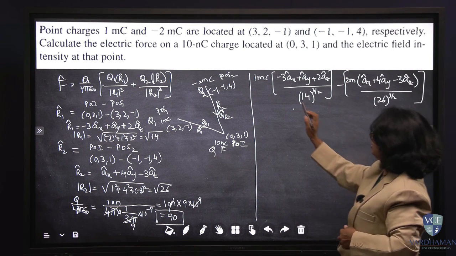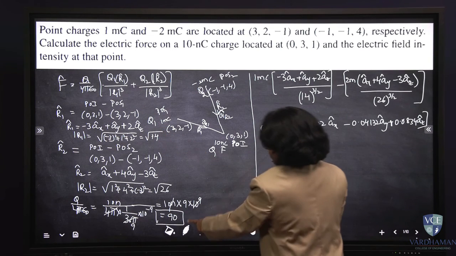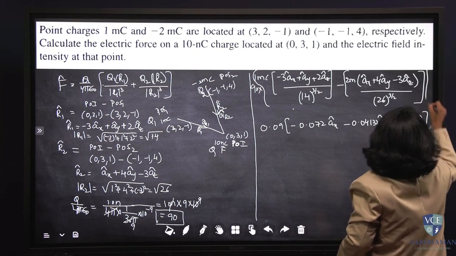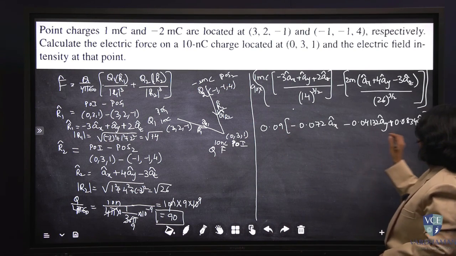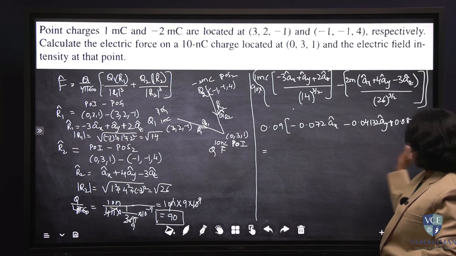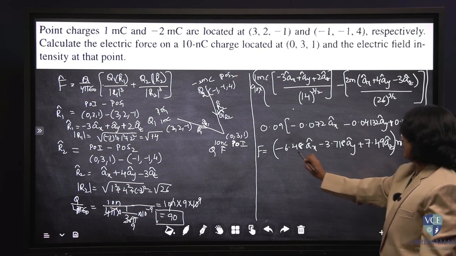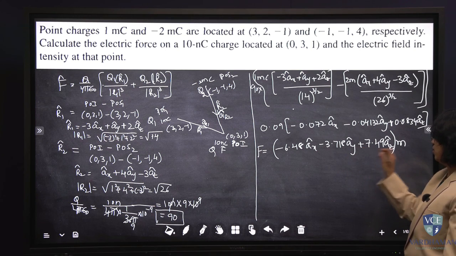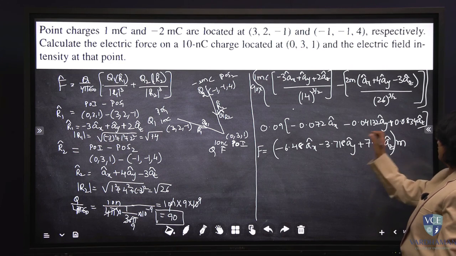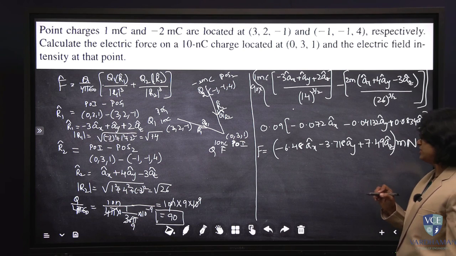Okay, if you do this simplification, I am taking milli outside as a multiplier. There is the 90, Q by 4 pi epsilon naught, right? So if I multiply the entire value of this with 90, I get this kind of expression. Then after simplifying by multiplying 0.09 inside, I get each individual component coefficient as this into milli. So the final answer after simplifying this is this much millinewtons. The force units are newtons.